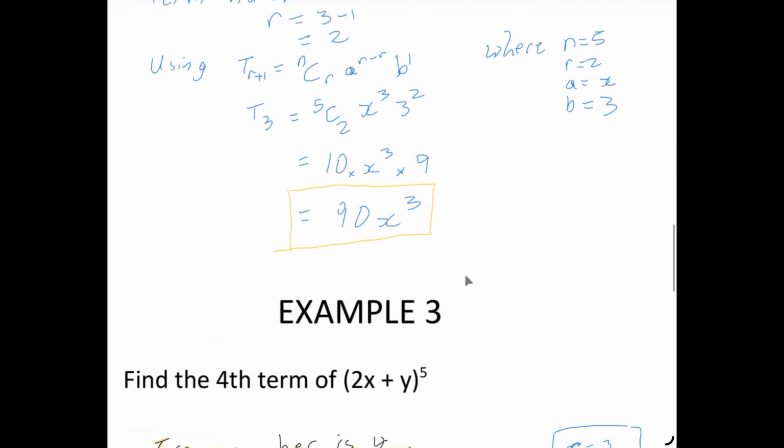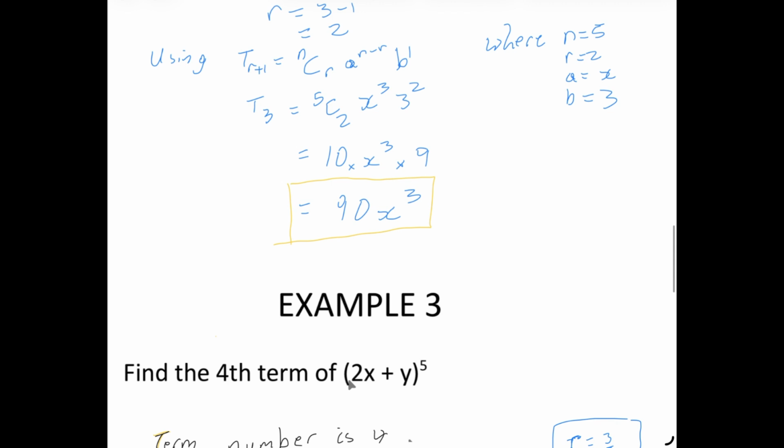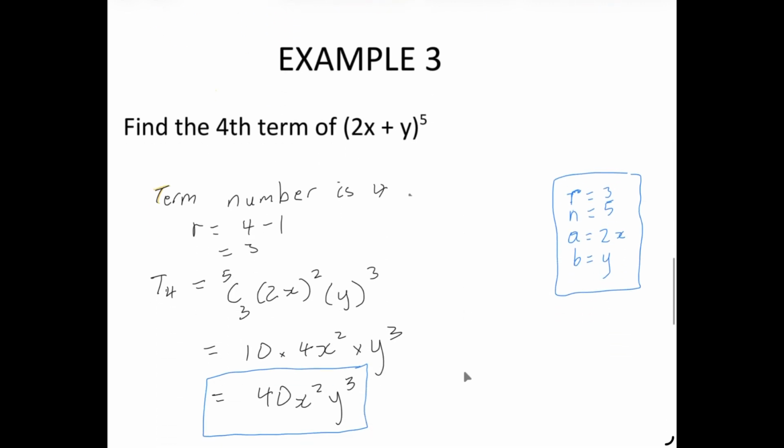Example 3, find the fourth term of (2x plus y) to the fifth power. So then, the term number here is 4, that's the fourth term. r will be equal to the term number minus 1, which is 4 minus 1, equal to 3. You know, r is equal to 3, n is equal to 5, from your exponent on the binomial. Your first part of the binomial, that's 2x, that is your a. The second part is y, that is your b.